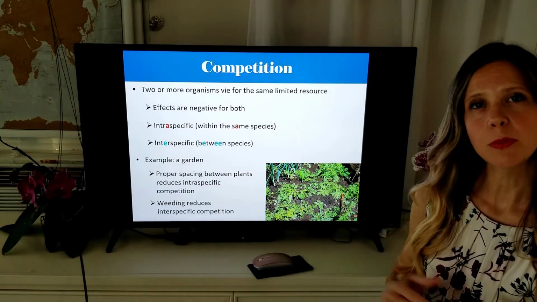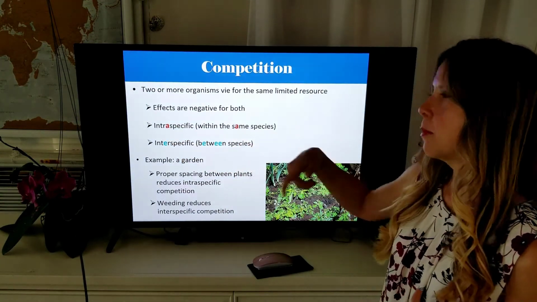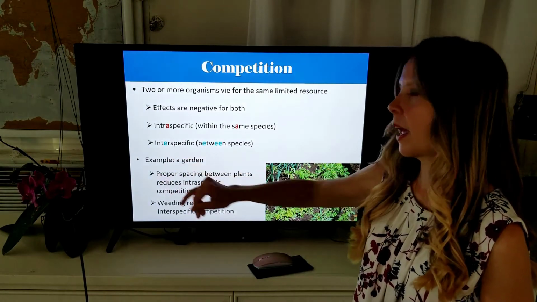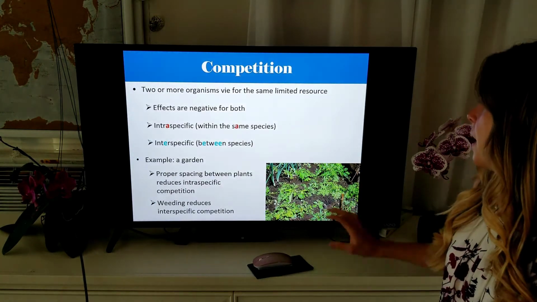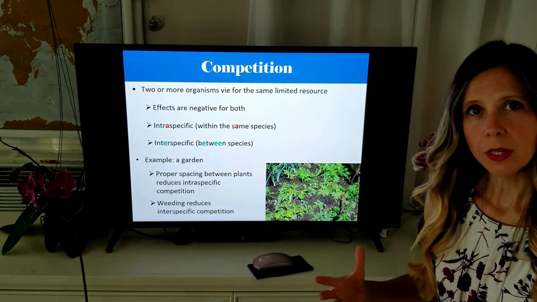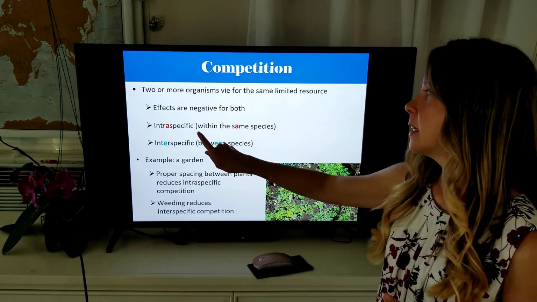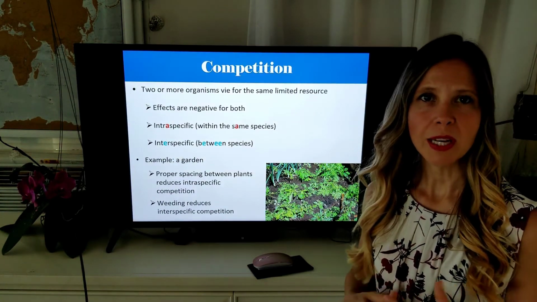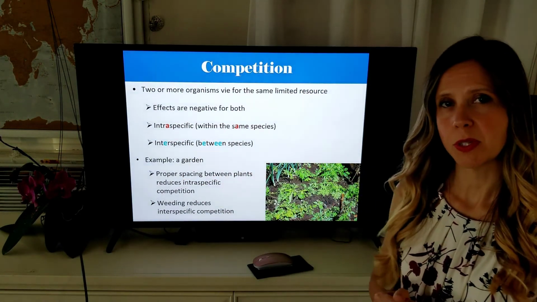Intraspecific competition is actually between individuals of the same species. So think of intra with an A and same with an A, within the same species. Interspecific with an E, on the other hand, that is going to be between species, between different types of species. So let's say, for example, we have a garden and we want to plant a tomato garden. We would want to make sure that we space our tomato plants out so that we don't get intraspecific competition. We would also want to make sure that we go into our garden weekly and we pull out any weeds, because that would be reducing our interspecific competition.